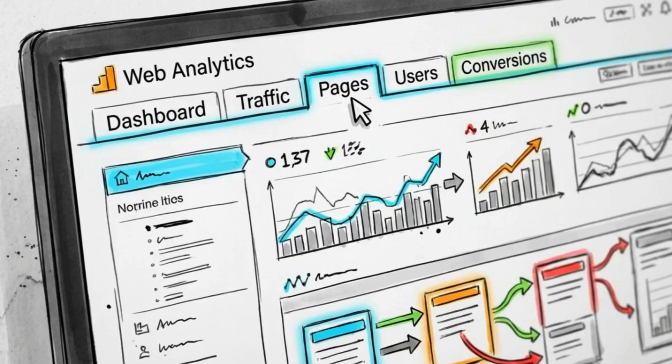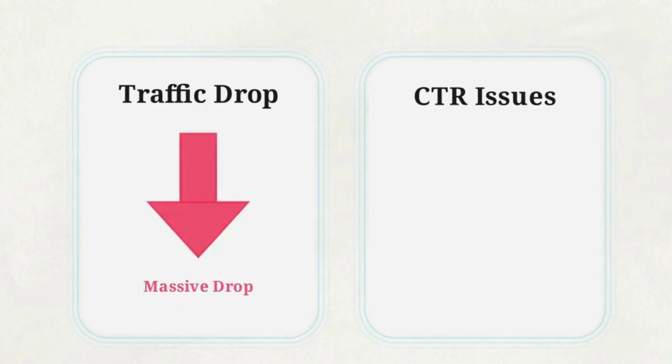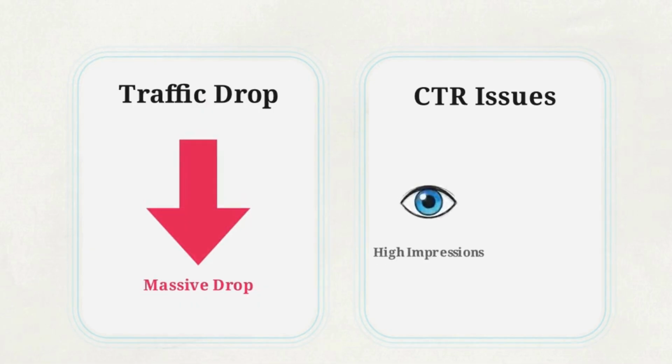Next, scroll down just below that chart and click on the Pages tab to see how your individual URLs are performing. We are looking for pages that meet one of 2 criteria. Either they suffered a massive drop in traffic, or they are still getting high impressions but very few clicks.